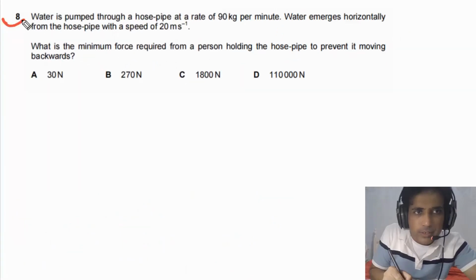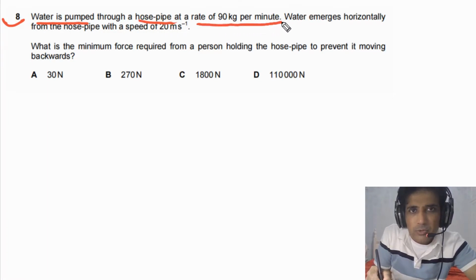For question number 8, it is given to us water is pumped through a hose pipe at a rate of 90 kilograms per minute.